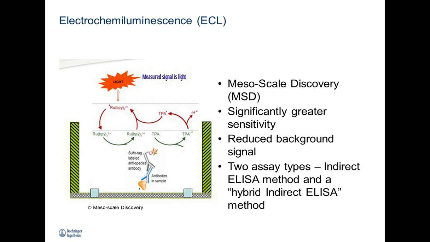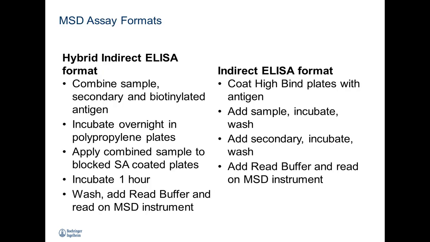We use two specific assay types here, one of which is an indirect ELISA, and the other is a hybrid indirect ELISA that we've developed in-house here. So our hybrid format is combining sample, our secondary detection antibody, and a biotinylated antigen, letting those reagents equilibrate overnight in polypropylene plates to reduce any binding to the plastic.